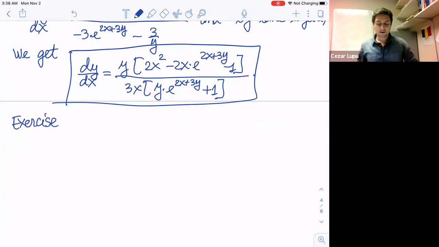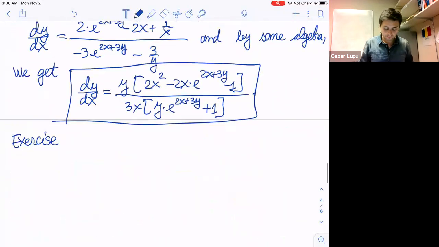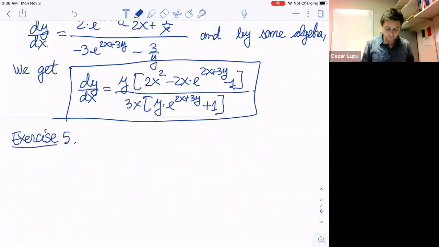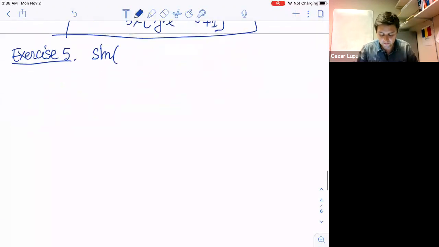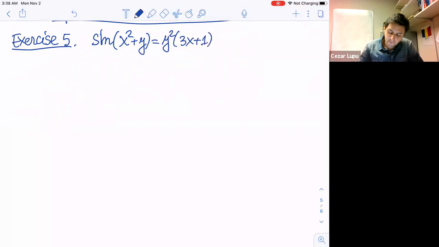So exercise number 5, again, let's take something with some trigonometric function. For example, sine of x squared plus y equals y squared times 3x plus 1. Now solution.